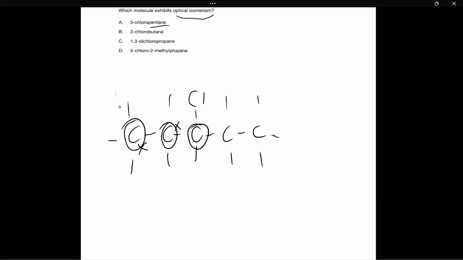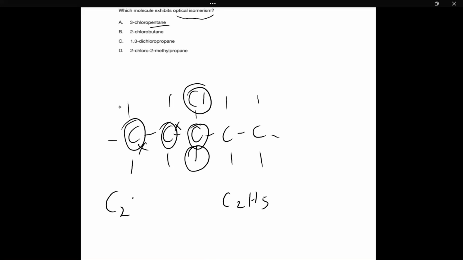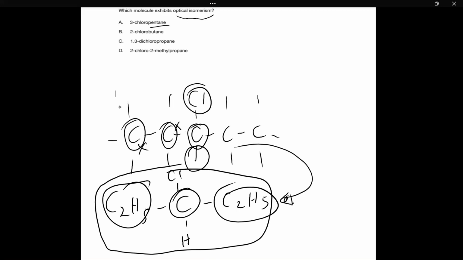Let's look at the next carbon. This carbon has one chlorine and one hydrogen, and it has these two groups attached to it on the sides, this part and this part. And what are these parts? Well, it's C2H5 and it's C2H5. So it actually looks something like this. I've just condensed this molecule into a smaller part. Is this chiral? No, it cannot be chiral because the carbon has two of the same groups attached to it. So this carbon is not chiral either.